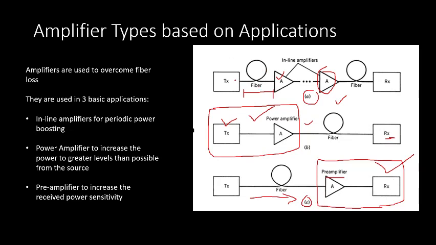The first one, the inline amplifier, is used in long haul systems where our distance is more than 500 kilometers or 1000 kilometers, and we require a number of amplifiers in series or cascade to transmit from site A, or the transmission site, to the receiver side. Yeah, moving ahead.